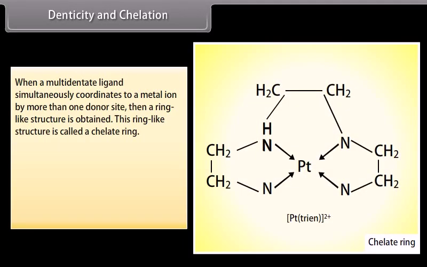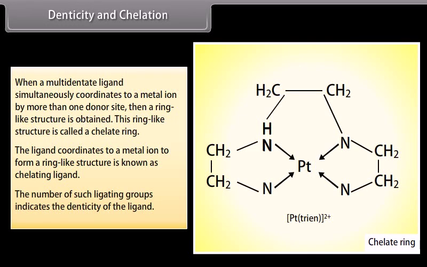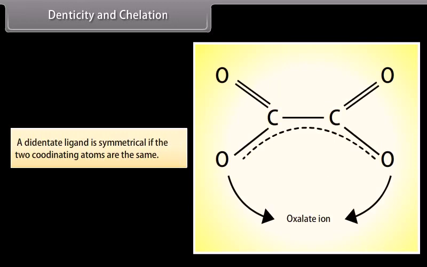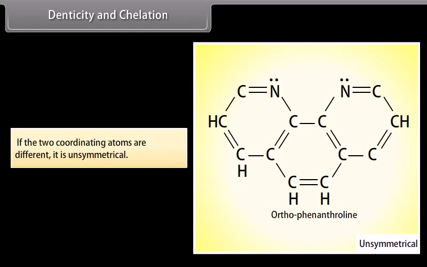Denticity and chelation. When a multidentate ligand simultaneously coordinates to a metal ion by more than one donor site, then a ring-like structure is obtained. This ring-like structure is called a chelate ring. [Pt(en)2]2+ is an example of chelation. The ligand that coordinates to a metal ion to form a ring-like structure is known as chelating ligand. The number of such ligating groups indicates the denticity of the ligand. A didentate ligand is symmetrical if the two coordinating atoms are the same. If the two coordinating atoms are different, it is unsymmetrical.